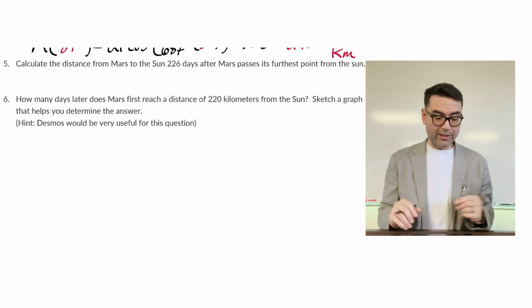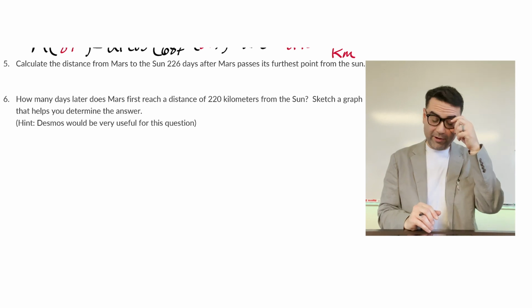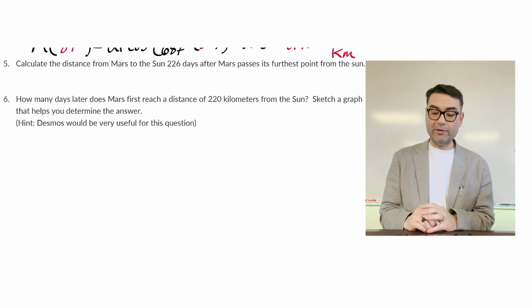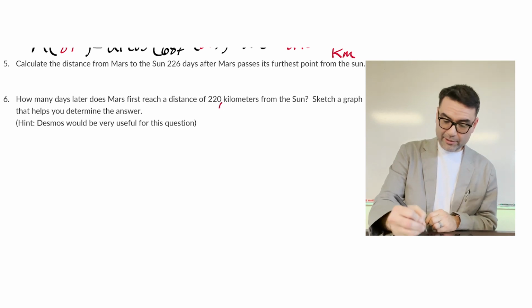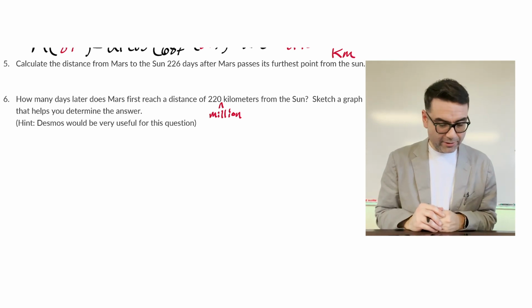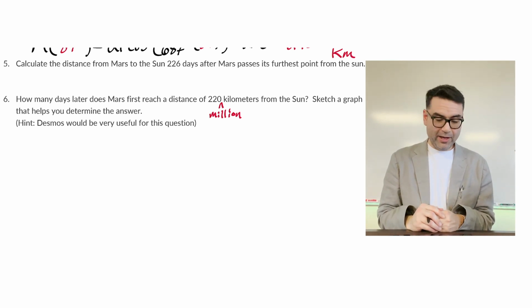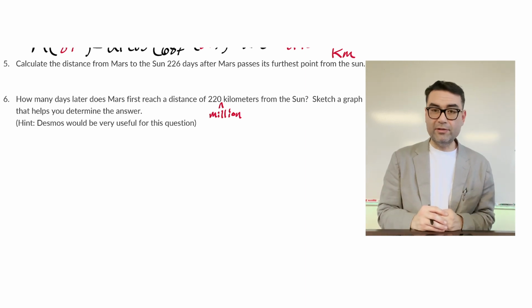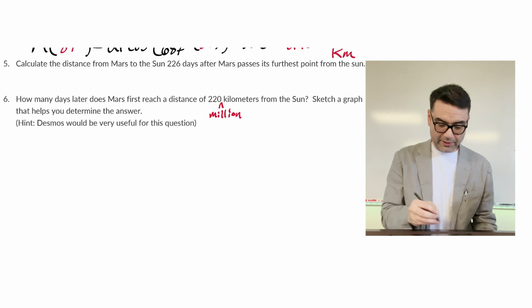And lastly, we'll look at number 6 for this model with Mars and the Sun. How many days later does Mars first reach a distance of 220, oops, that meant to say million kilometers, from the Sun, right? Because our unit's in millions. Sketch a graph that helps you determine the answer. And of course, the hint is to use a graphing utility like Desmos. So if you want to use something like Desmos, that's totally cool in this scenario.